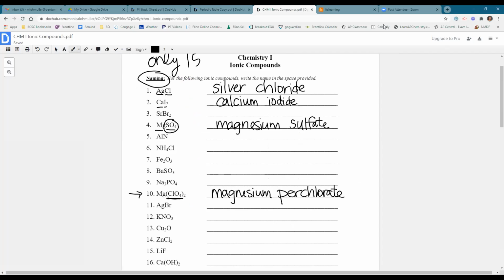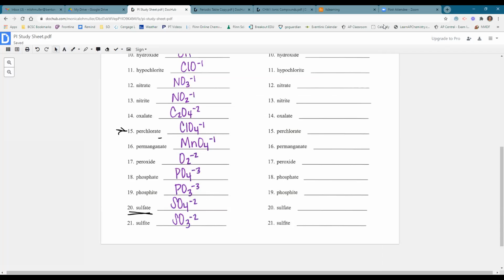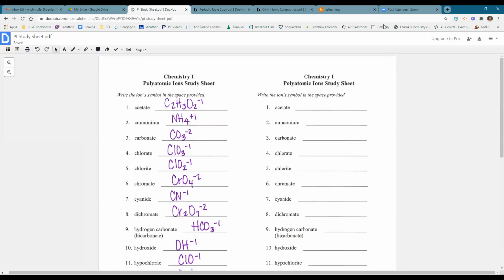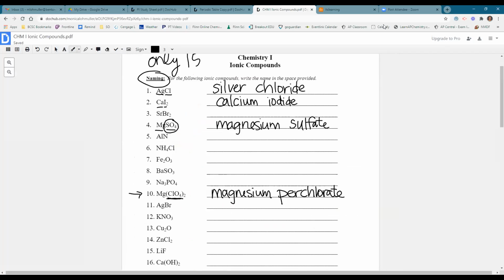And so the way that you spot that it has one of the names from the study sheet for the polyatomic ions is that, again, it has more than 2 elements in its formula, okay?